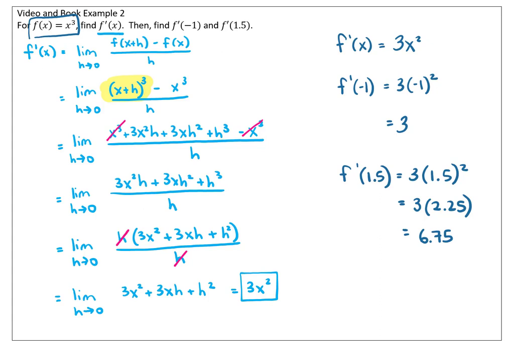If this were a test question, I would give you some points just for the correct notation all the way down, for writing the limit as h approaches 0 of this function, for simplifying each step of the way. You would also get points for writing f prime of x is equal to as your final answer, and to solve f prime of negative 1 and f prime of 1.5.